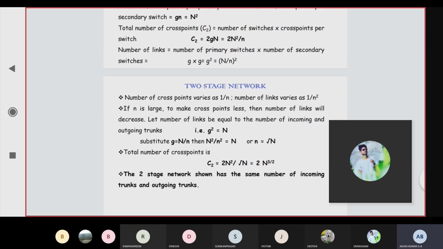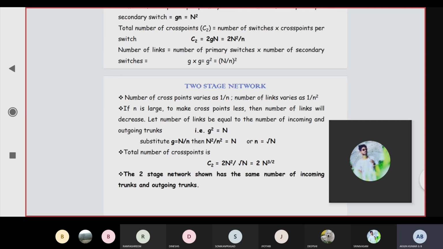Suppose the value of small n, the inlet value, is larger, then automatically the links will decrease and the cross points will also decrease. Then we conclude that g square is equal to N. Substitute g is equal to N by n in g square, we get N square by small n square is equal to N. Then n is equal to square root of N. Small n is nothing but the number of outlets for N inputs and N outputs.